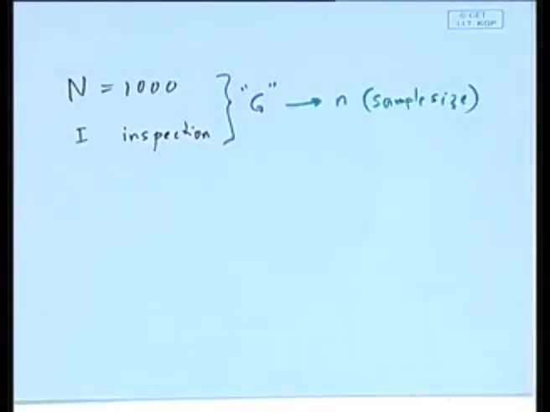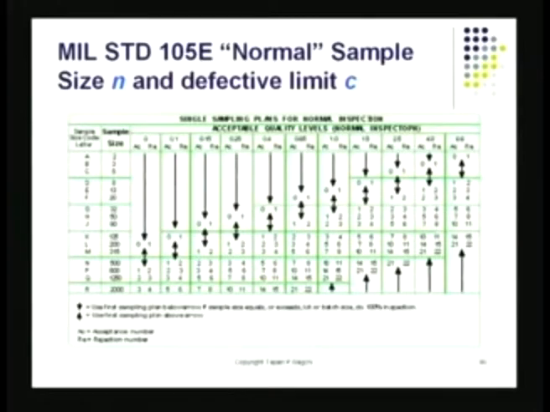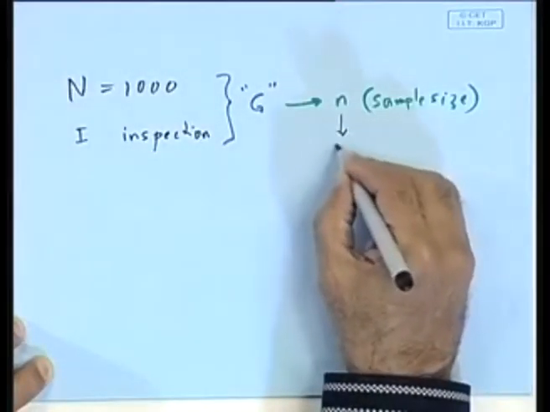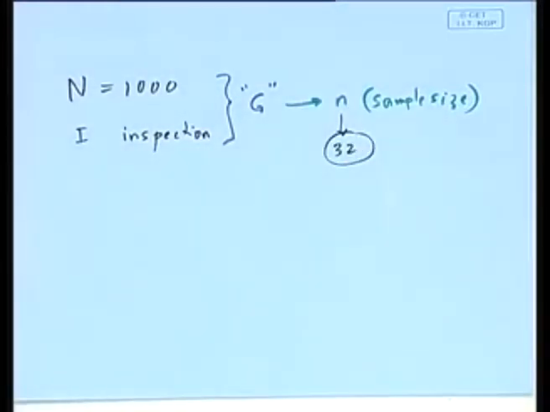G will lead to sample size. And how is this to be done? You go to the normal sample size, the MIL table, normal sample size. And there what you find, you've got G there. It's got a sample size of 32. So right away I get my sample size N to be equal to 32. 32 is one number that I found for my single sampling plan.